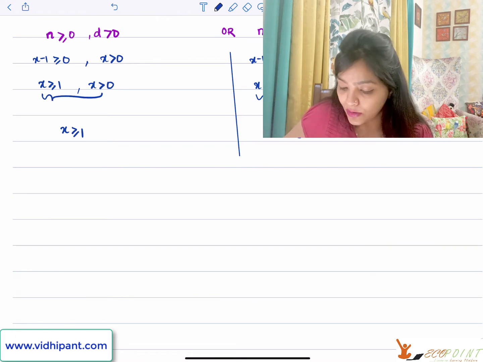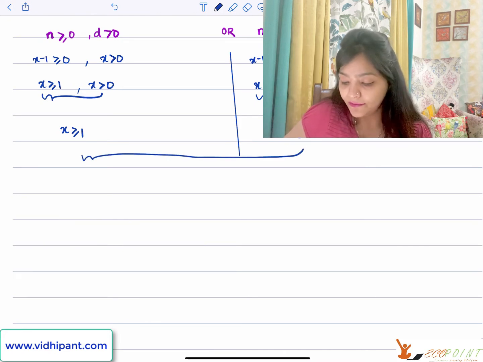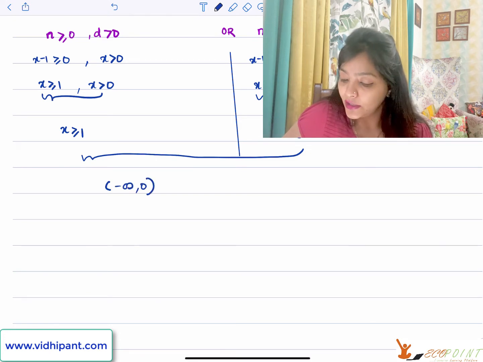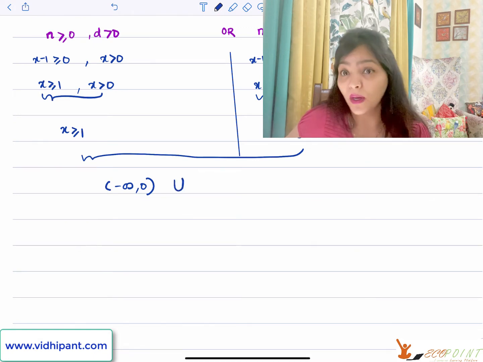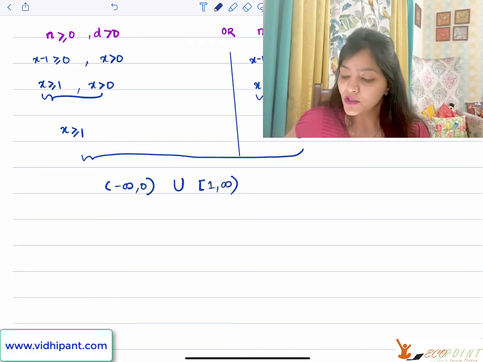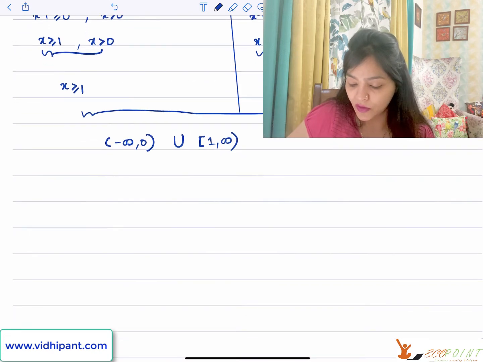So in total, when you combine these two things, this becomes your interval minus infinity till 0, excluding 0, because it cannot be equal to 0. Union 1 to infinity, wherein 1 is very well included. Okay, 1 is included. So this will be the domain for this particular function.